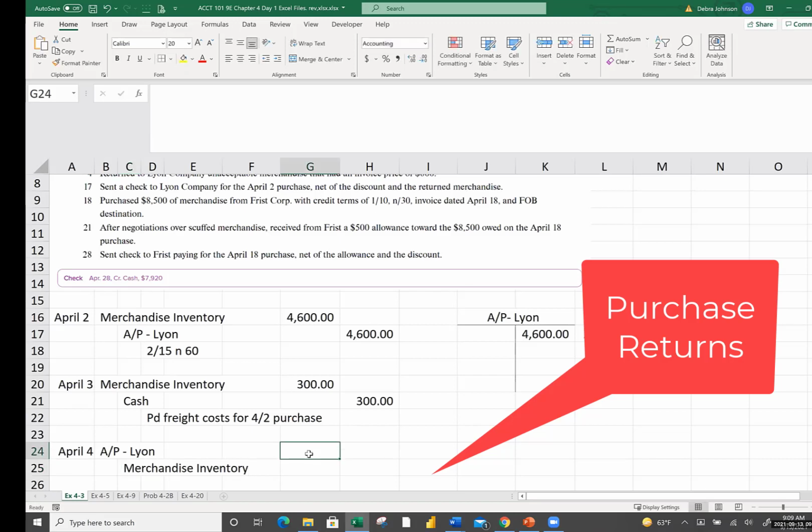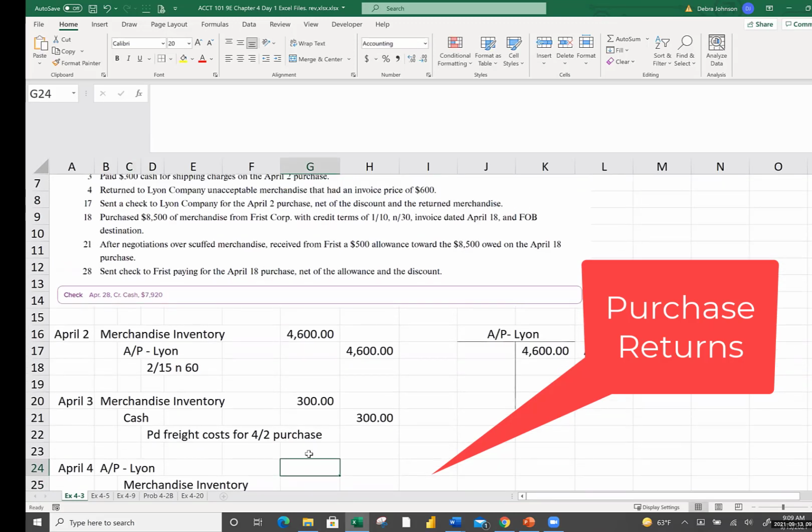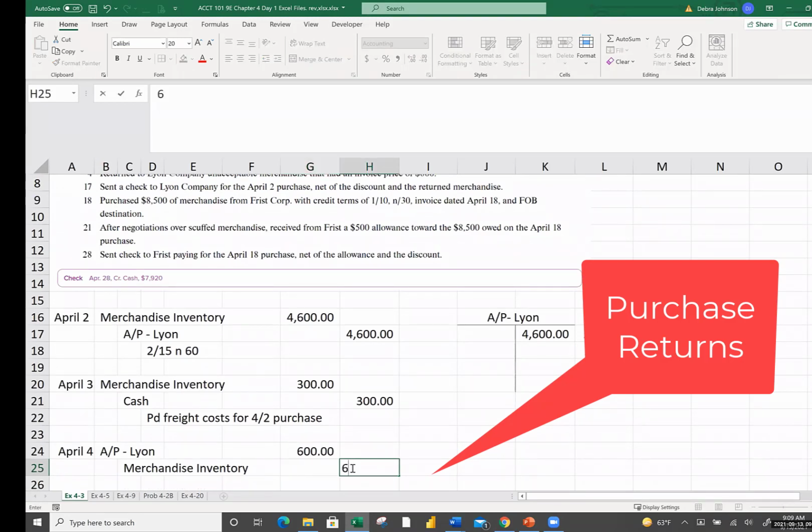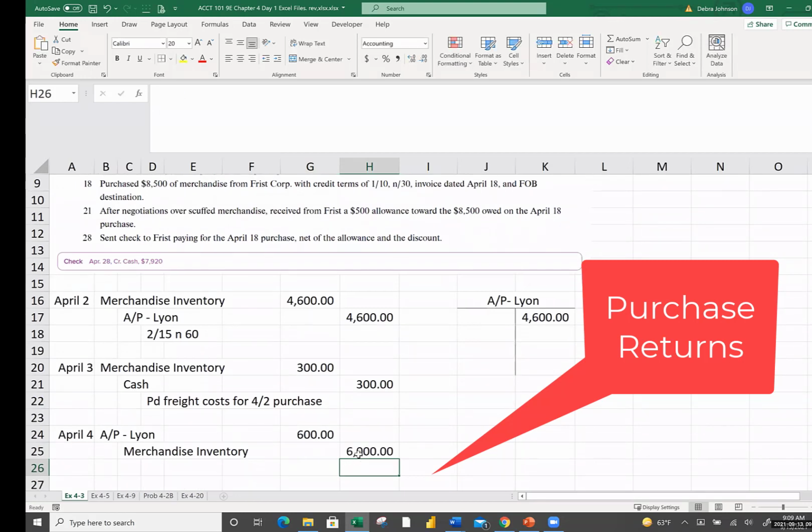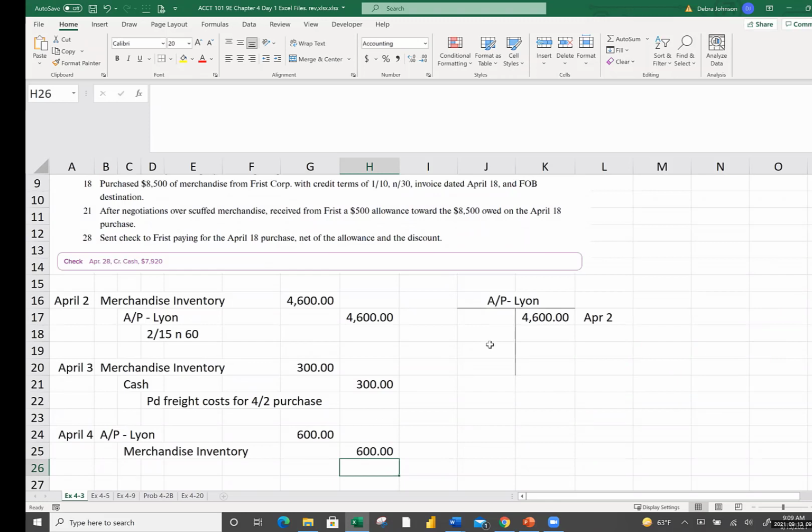because we are returning some goods that for some reason, maybe it's the quality, maybe it's the color, I'm not sure what they bought, but for some reason it's not acceptable to us. And so we're going to take a $600, not $6,000, $600 amount off our bill when we pay it. So I'm going to come up here to accounts payable and put in that $600, and I'm going to remind myself what that was.